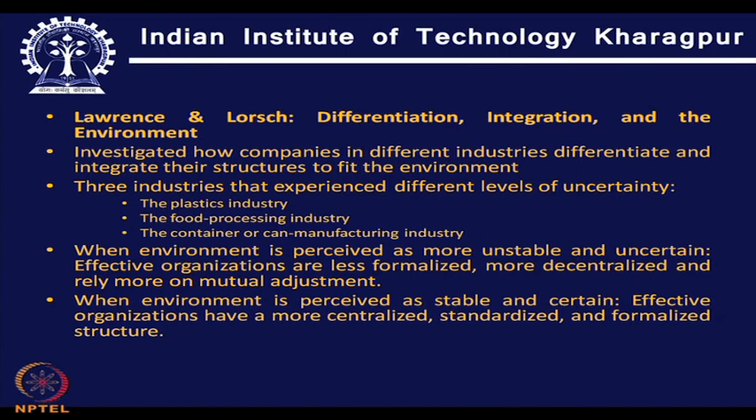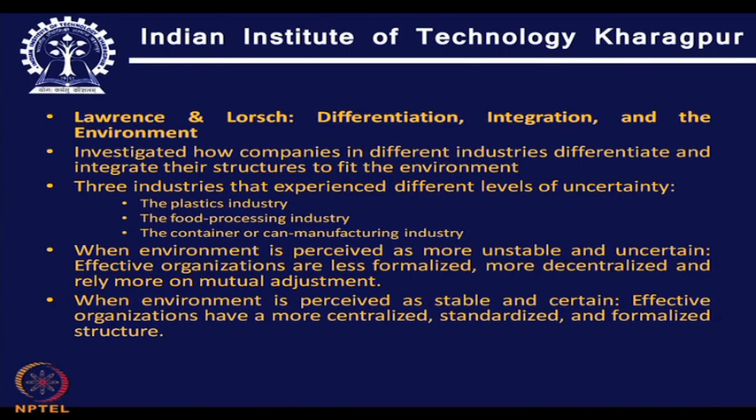Here we try to see Lawrence and Lorsch. They investigated how companies in different industries differentiate and integrate their structures to fit the environment. When you are talking of differentiation and integration, it may appear to be two oppositely acting things. First we differentiate into small jobs, and then we again try to integrate them together. So how do we balance it, based on the nature of the environment?